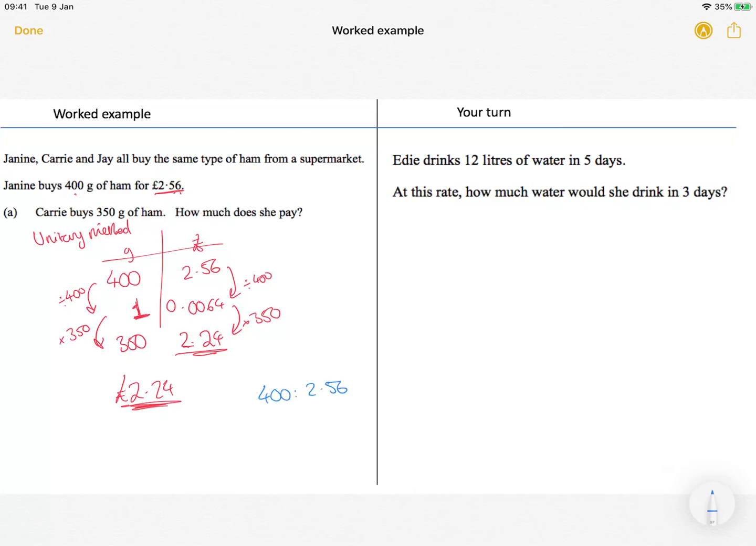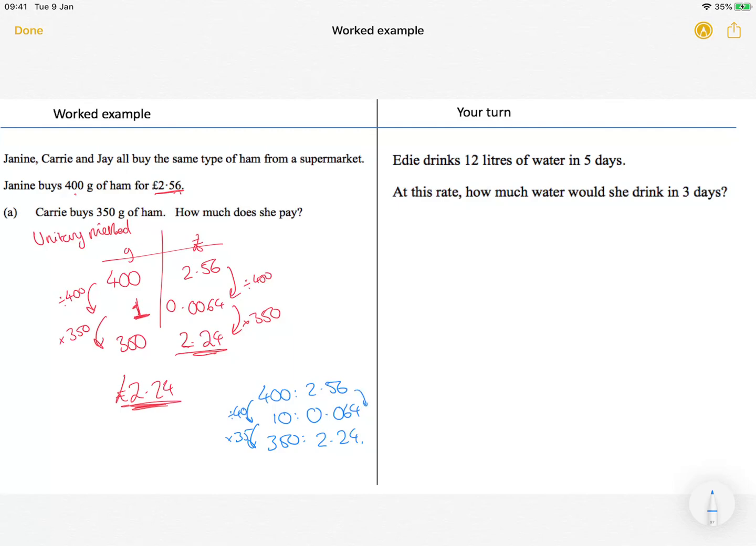Because really this is in a ratio here, and I just drew it as a table, but you can equally draw it as a ratio. 400 grams is 256, and it's always got to stay in that ratio. Well, instead of dividing by 400, I could have divided by 40, and that would have got me 10 grams. So if I do 256 divided by 40, then I get 0.064, times by 35 would get me up to 350, and you see that you get exactly the same answer for £2.24.